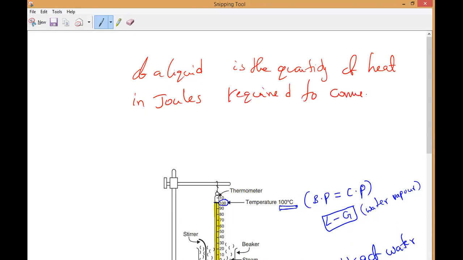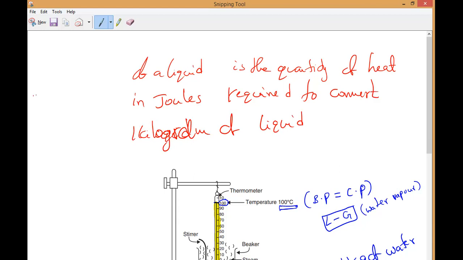Required to convert how much amount of the liquid? Required to convert 1 kilogram of the liquid. We should not say water. We have to say liquid because it is not only for water. Every substance, yes or no? Convert 1 kilogram of liquid. You can take liquid, no problem, because liter is not equal to kilogram.